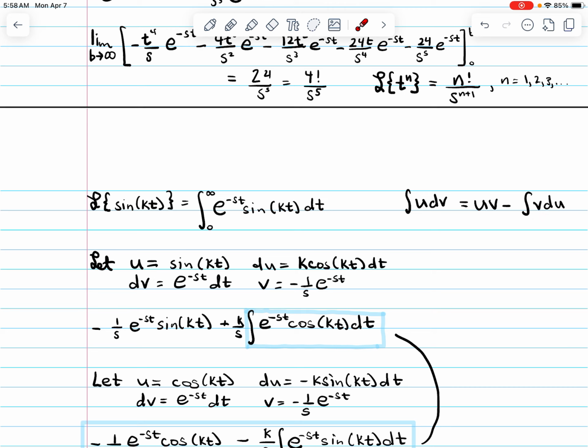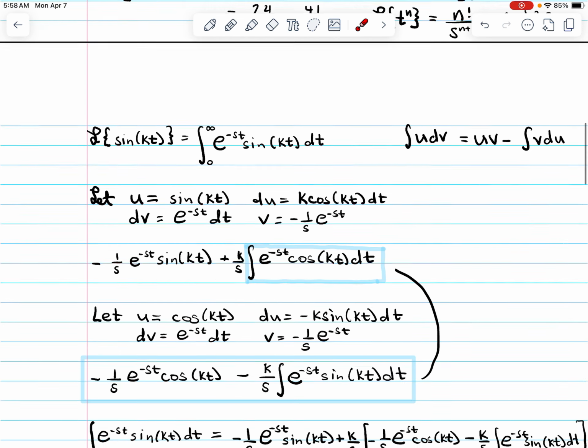So you remember, in other words, I was just writing this formula up here to refresh your memory. So what I have to do is find a u and a v and a du. So I'm going to do this. I'm going to let u be sine of kt. That means that du equals k cosine kt. And then dv is going to be the other part. dv is going to be this part. And that means v is negative 1 over s e to the negative st.